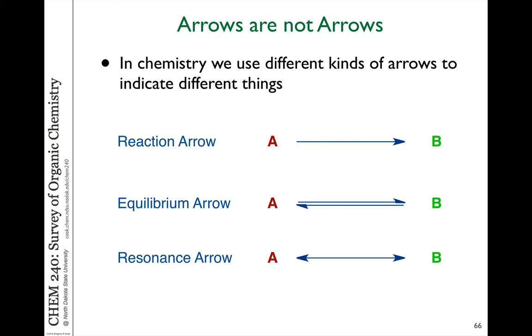Now, we just got done talking about the concept of resonance, where we're talking about electronic states of the molecule and trying to draw extremes of what actually exists in between. So a resonance arrow is a single line with an arrowhead at both ends. That's what we refer to as a resonance arrow, and it indicates that A and B are resonance structures and that neither of them alone exists on their own, that what actually exists is something in between, a combination of those two extreme structures on either end.